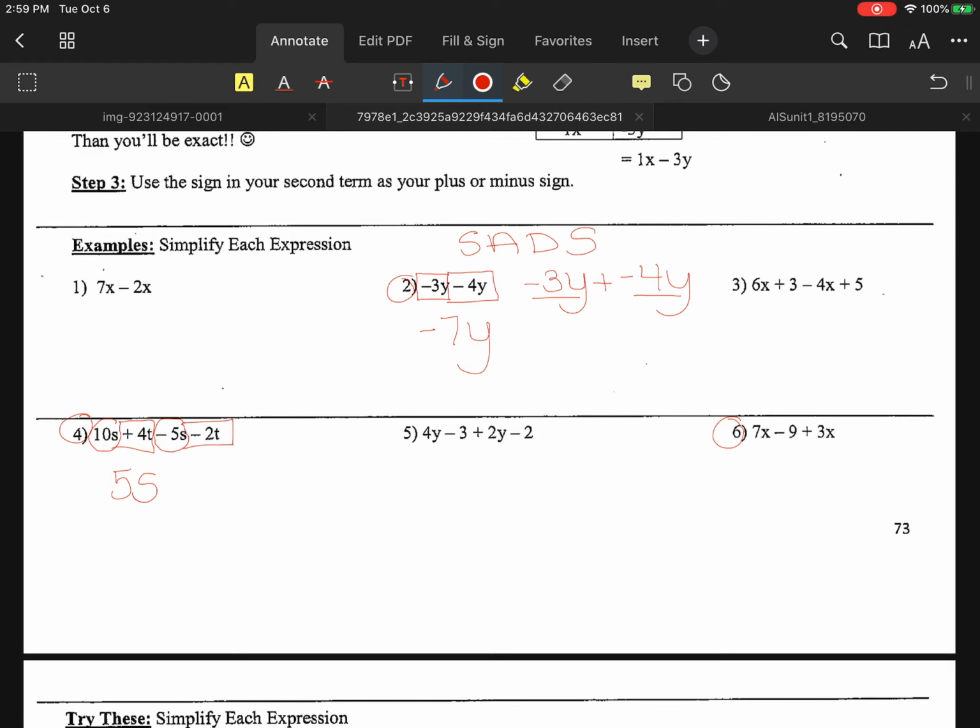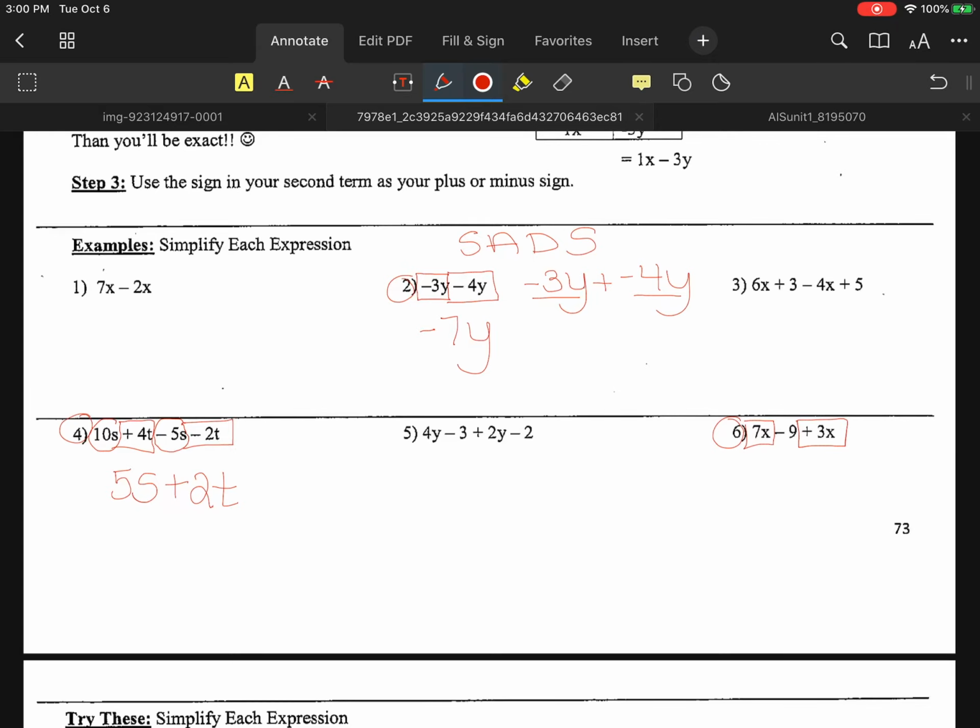4t minus 2t. Again, taking those signs. I look in those boxes. I have a plus 4 and a minus 2. Signs are different. I subtract. 4 take away 2 is 2. Don't forget your t. And I take the sign of the bigger number. 4 is bigger than 2 and it's positive, so now I'm going to have a plus in between my values. So in order to know what sign is going to go in between your terms, you need to know to take the sign of the higher number because we're adding and subtracting.